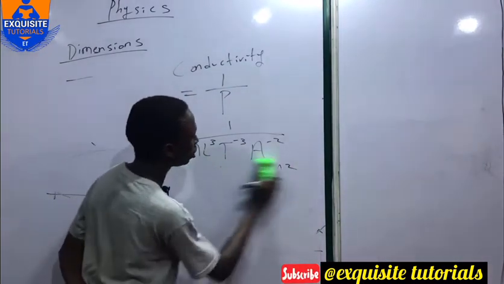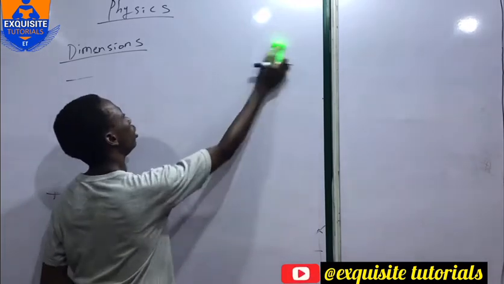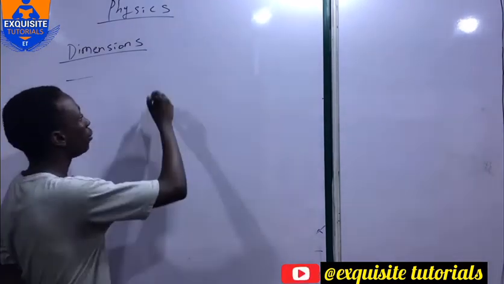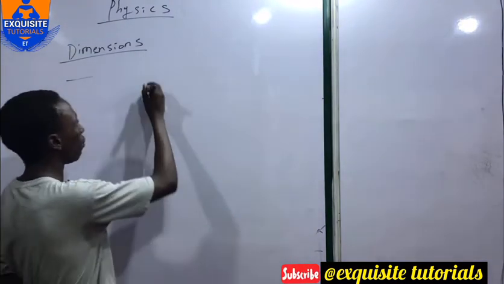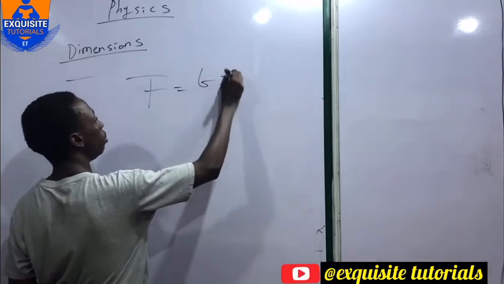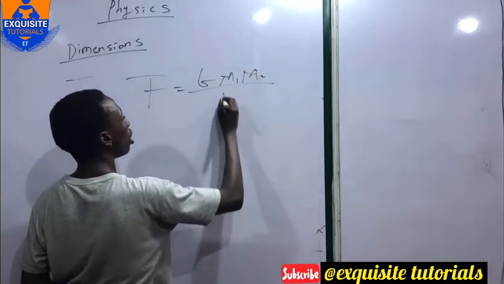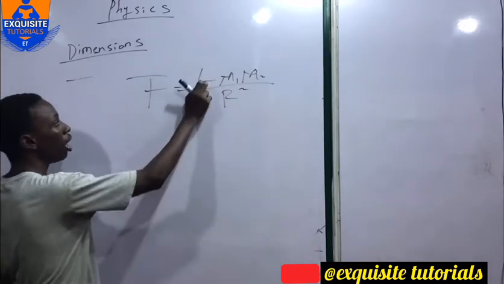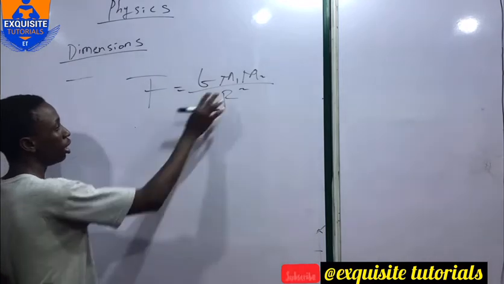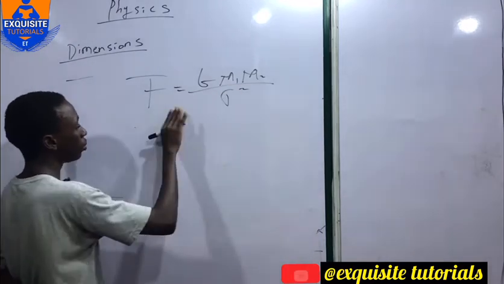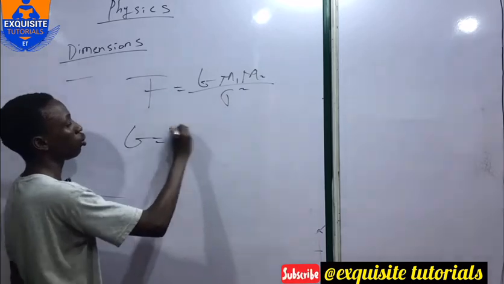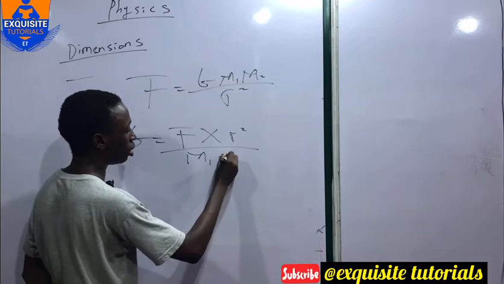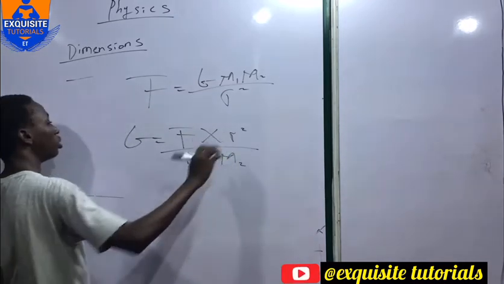Now what other quantity can we prove the dimension? Okay, let's prove the dimension for the universal gravitational constant, G. Now we know that force relates with the universal gravitational constant by this formula: force is equal to G m1 m2 over r squared, where r is radius, or it can also be length. Therefore G is equal to force times r squared over m1 m2. These are masses, this is force, this is radius.